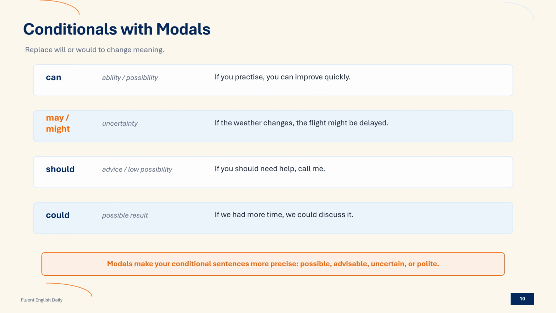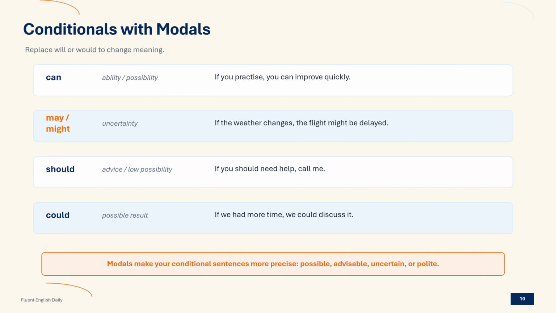Conditional result clauses do not always need to use will or would. We can use different modal verbs to change the meaning. Use can to express ability or possibility. For example, if you practice, you can improve quickly. Use may or might when the result is uncertain. For example, if the weather changes, the flight might be delayed.